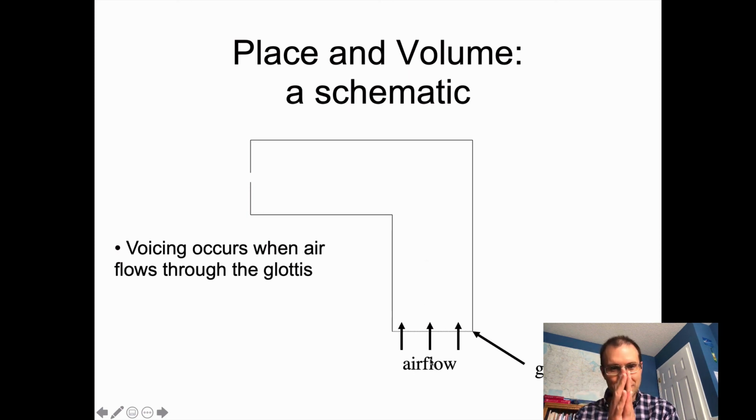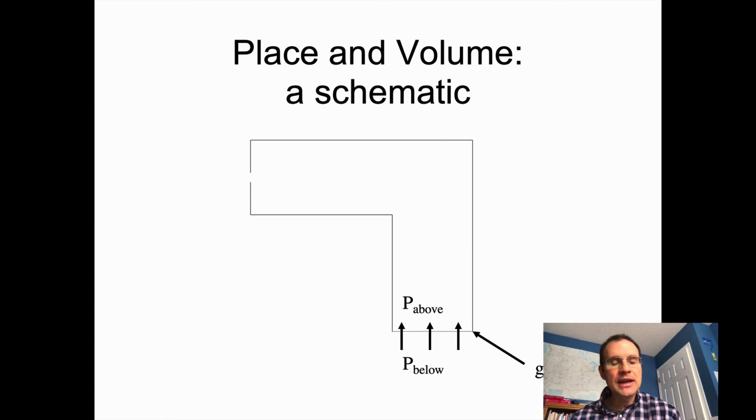So voicing is going to occur when air flows through the glottis. Normally you bring the vocal folds together, not too tightly, push air up out of the lungs, they'll pop open, and then because of the Bernoulli effect, they'll come back closed again, and then you just repeat the cycle really rapidly for a certain amount of time. So air needs to flow across the glottis to pop those vocal folds open, right? How do we get air to flow?